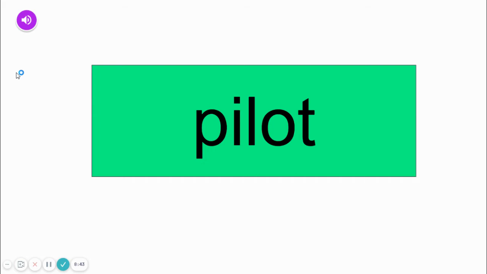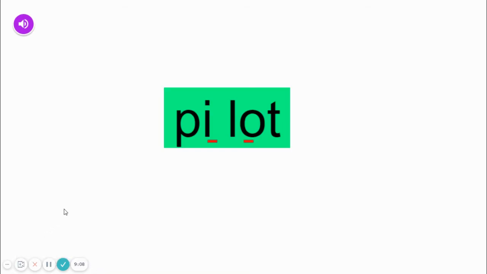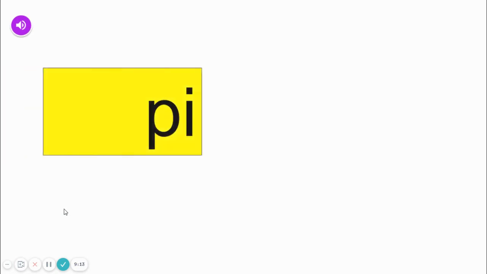To decode this word, the first thing I need to do is underline my two vowels. I see an I and an O. The O should jump over and take the L with it. So that would leave me open syllable pie. Pilot.